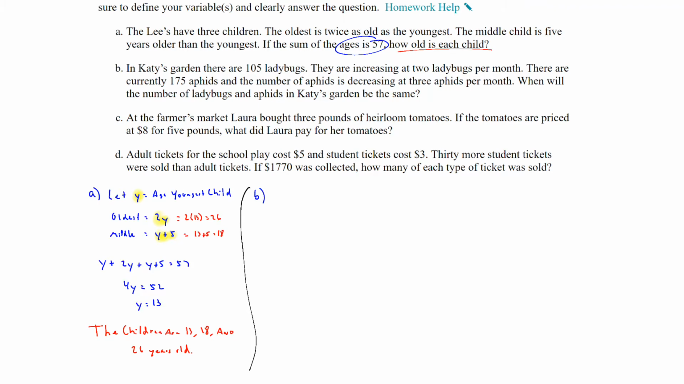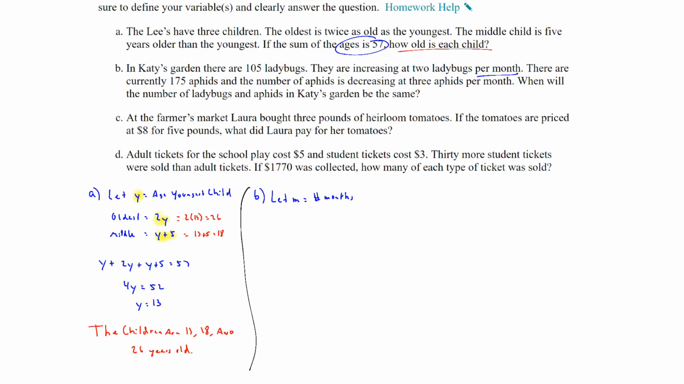All right, let's look at B. In Katie's garden, there are 105 ladybugs. They are increasing at 2 ladybugs per month. There are currently 175 aphids, and the number of aphids is decreasing at 3 aphids per month. When will the number of ladybugs and aphids in Katie's garden be the same? All right, so looking back, Katie's garden, there are 105 ladybugs. They are increasing at 2 ladybugs per month. So we know one of our variables needs to be: let m equal the number of months.